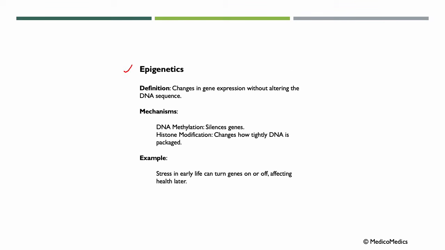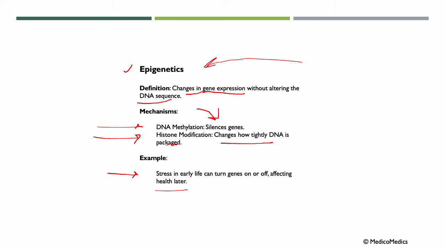And what is the concept of epigenetics? It is defined as changes in gene expression without altering the DNA sequence. Mechanisms include DNA methylation, where there is a silencing of genes, and histone modification, which changes how tightly DNA is packaged. For example, stress in early life can turn genes on or off, affecting health later. So epigenetics is like flipping a switch to turn genes on or off without changing the actual wiring.